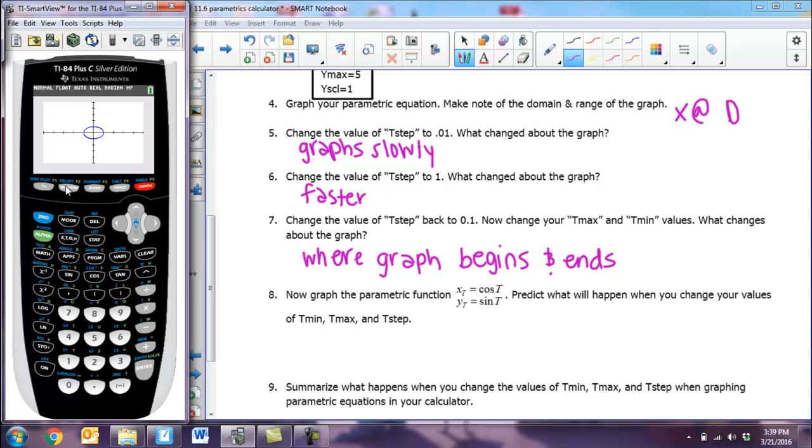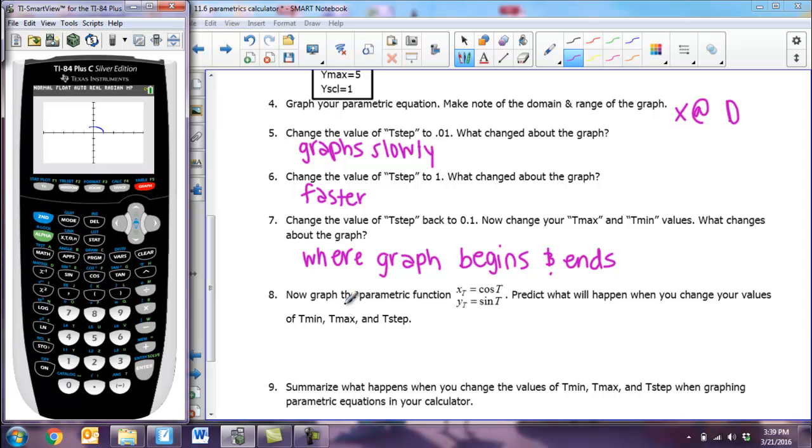it stops. Then if I change my t-step, if I change this to be a bigger number like 1, you're going to notice that I get a very inaccurate graph. It doesn't look like a circle at all. It's just plotting a couple points in between there. Whereas if I change this to be something like 0.01, like we did before, you're going to see my graph goes really slowly and is more accurate.